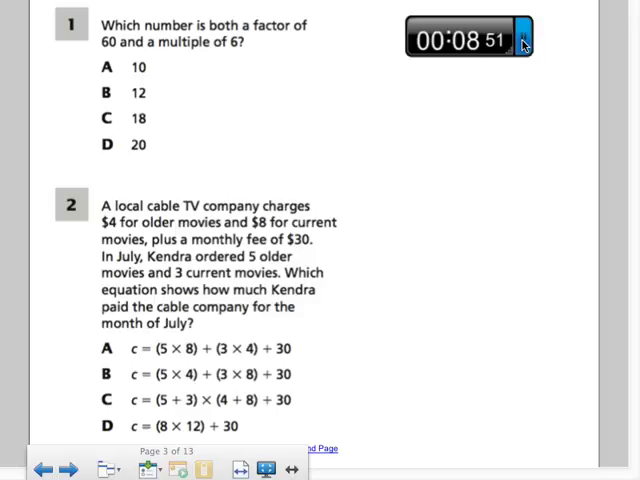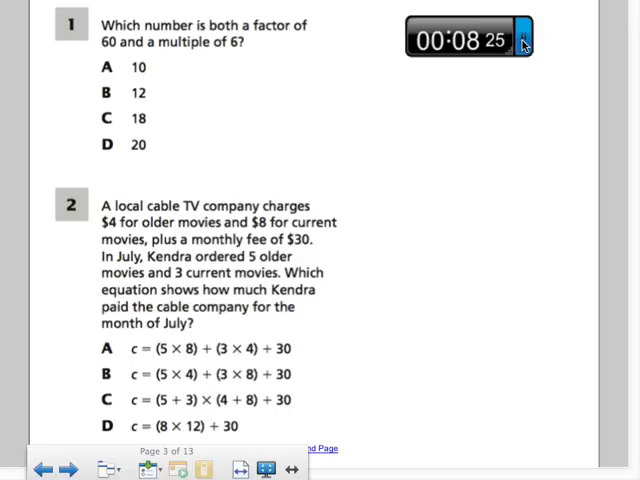Number 1. Which number is both a factor of 60 and a multiple of 6? So this question is like double trouble. I see 2 hands up already. 3, 4, 5. Mia is still keeping track of hand raising points, I think. So 5 is a good start. Oh, 6, 7, 6.5 maybe.